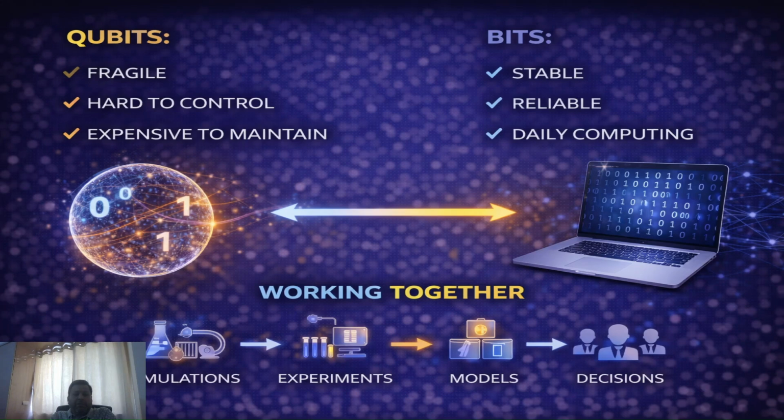Now bits are stable, they are very reliable, and for daily computing it works. So the objective of this slide is that you need to take away that both work together, right? So your simulations, experiments, models, decisions, this should be the loose sequence, but when we go deeper I will explain them, right?